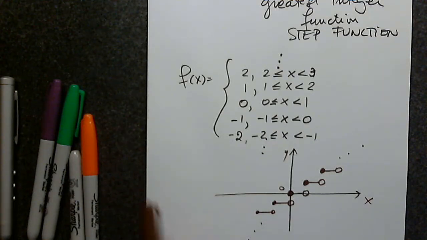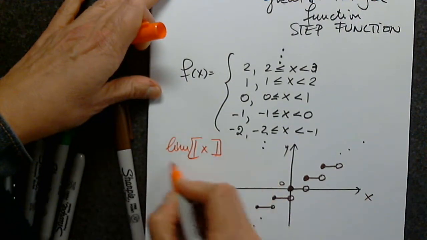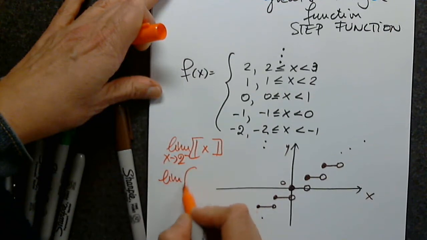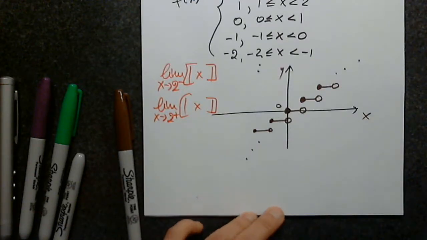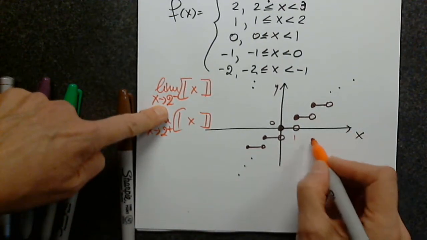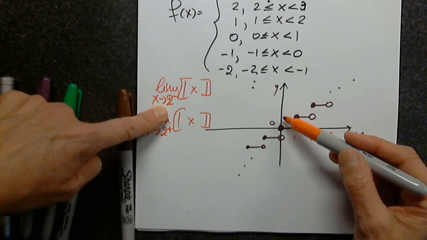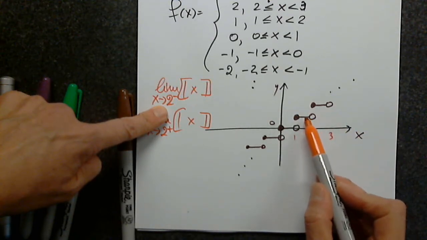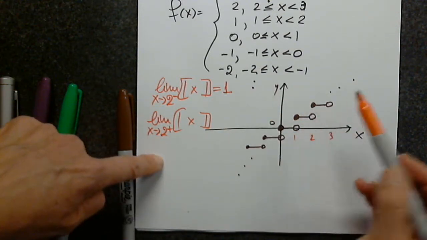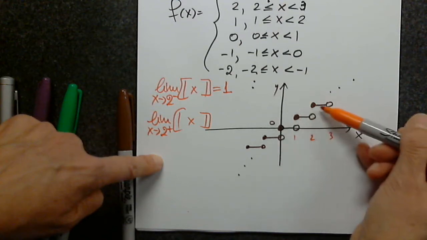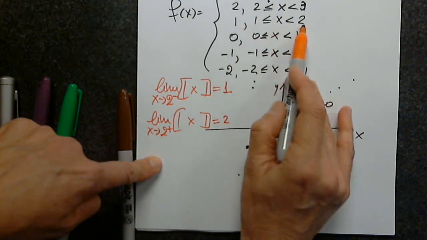I have to determine 2 from the left. So the limit of the greatest integer function as x approaches 2 from the left, and the limit of the greatest integer function as x approaches 2 from the right. What will you say? 2 from the left is 1, and 2 from the right is 2, right? 2 from the right is 2, 2 from the left is 1.